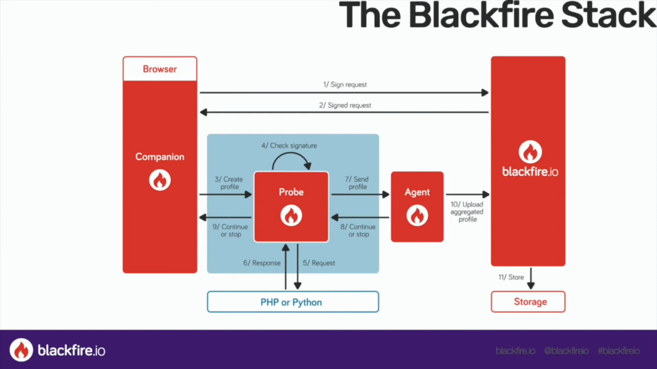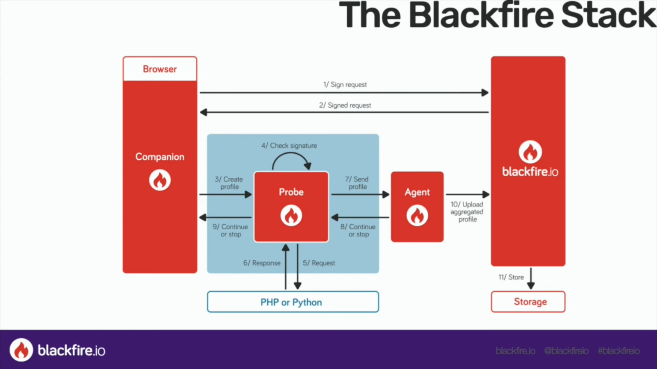And once we have the signed request, we can create a profile and check the signature that we actually generated before. Is that the correct one? Is that signature really allowed to trigger the probe? And then send the profile information to the agent. At that point, we have collected really all of the information we could, including function arguments, so that you could, for instance, have information on SQL queries. Once the profile is completed, we just kill the process.